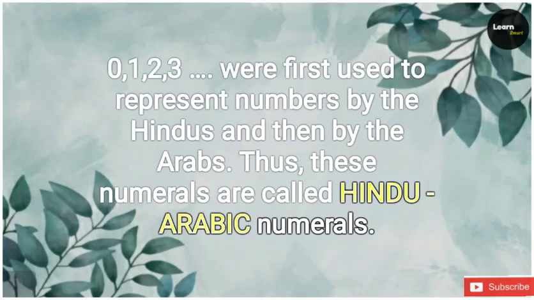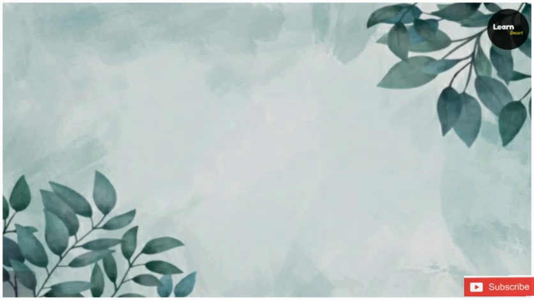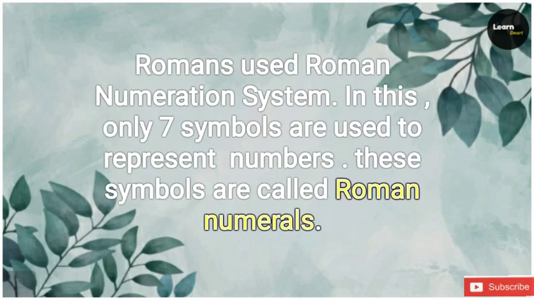The digits 0, 1, 2, 3, 4, 5, 6, 7, 8 and 9 were first used to represent numbers by the Hindus and then by the Arabs. So these numerals are called Hindu-Arabic numerals. Romans used the Roman numeration system. In this, only 7 symbols are used to represent numbers. These symbols are called Roman numerals.